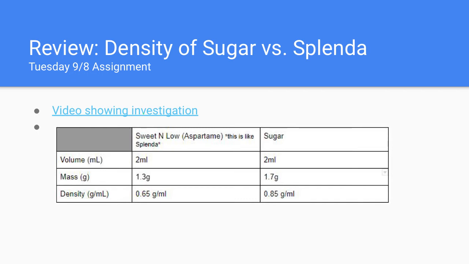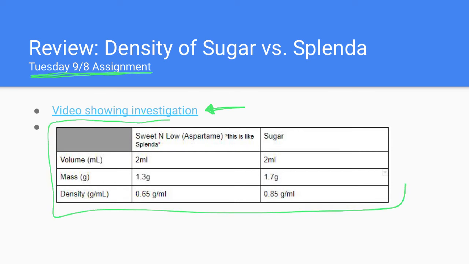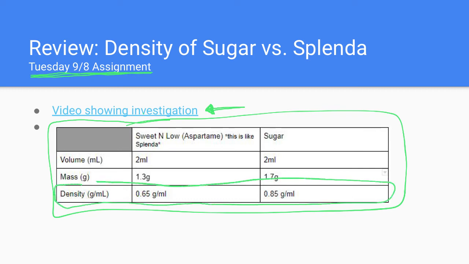So one of the things that we talked about was the property of density of sugar versus Splenda, and this is from your assignment on Tuesday, September 8th. So you can go back in your Drive or go back in your Google Classroom and find that assignment, and you'll be able to access this video to rewatch it so that you can get some of that evidence. But as you can see in this data table, we have some information about Splenda versus sugar. So one thing that we want to pay attention to is the density of sugar versus Splenda.